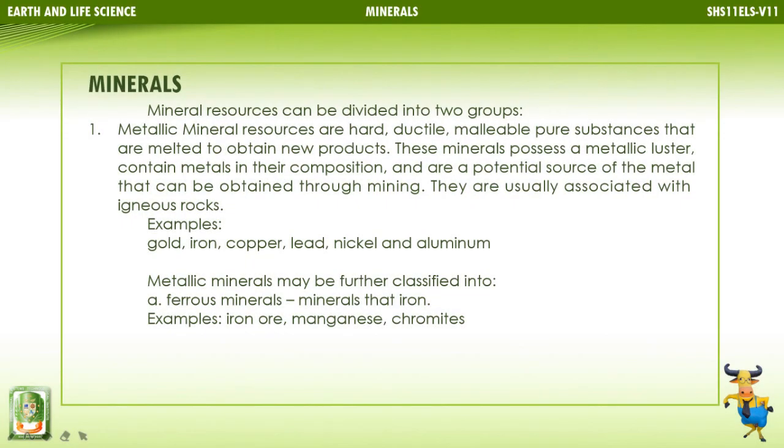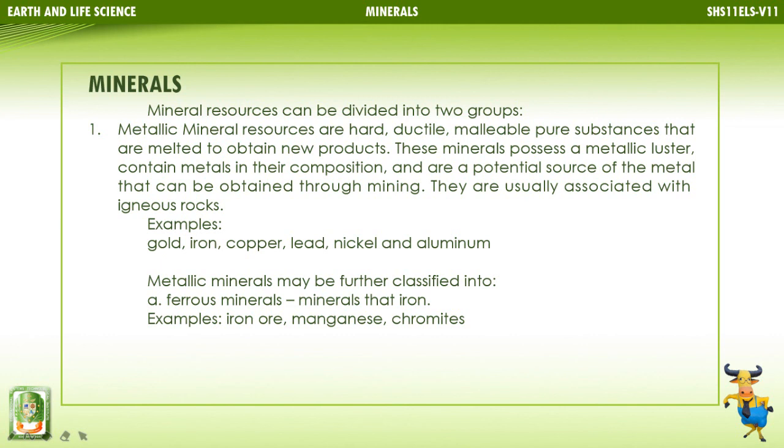Mineral resources can be divided into 2 groups. 1. Metallic mineral resources are hard, ductile, malleable pure substances that are melted to obtain new products. These minerals possess a metallic luster, contain metals in their composition, and are a potential source of the metal that can be obtained through mining. They are usually associated with igneous rocks. Examples: gold, iron, copper, lead, nickel and aluminum.